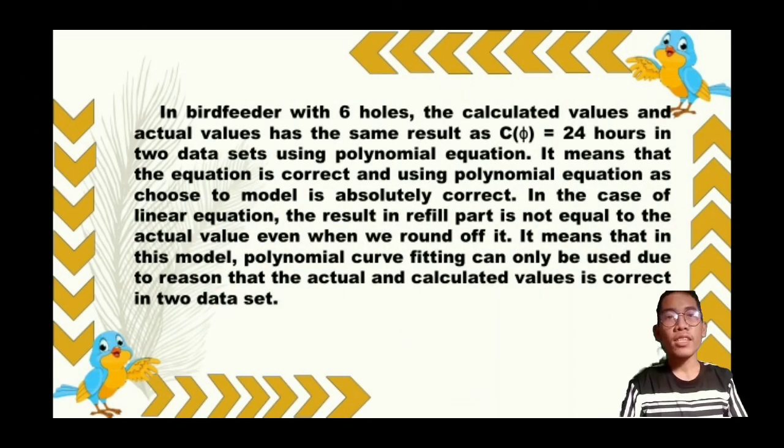In the bird feeder with 6 holes, the calculated values and the actual values have the same result as C sub phi is equal to 24 hours in two datasets using the polynomial equation. It means that the equation is correct, and using the polynomial equation as the chosen model is absolutely correct. In the case of the linear equation, the result in the refilled bird feeder is not equal to the actual value even when we round it off. It means that in this model, polynomial curve fitting can only be used, due to the reason that the actual and calculated values are correct in two datasets.